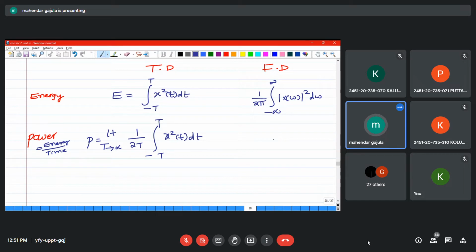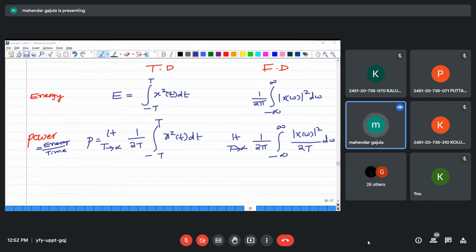And here also, 1 by 2 pi integration from minus infinity to plus infinity of mod X omega squared d omega. This is energy in frequency domain. You have to divide this with time, and limit T tends to infinity. These are the energy and power formulas in time domain and frequency domain. These formulas you will see in the next semester in the subject Signals and Systems.